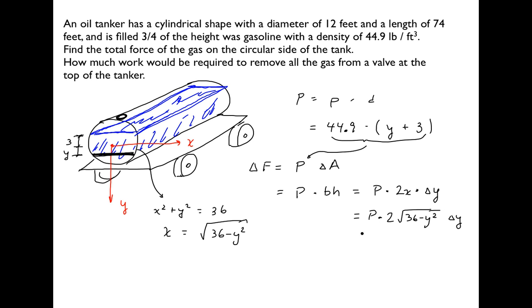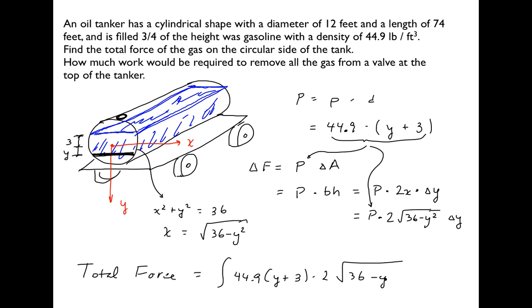So that is our little bit of work. Total work, total force. That's our little bit of force, the force of the gasoline on just a typical strip, right? So the total force is going to be the sum of 44.9 times y plus 3 times 2 times the square root of 36 minus y squared times dy, which is the area.